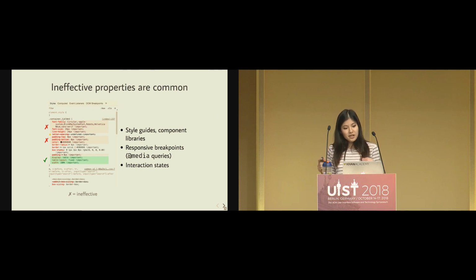And so ineffective properties are a lot more common than you would think on production web pages, for a variety of reasons. Professional web pages often have site-wide style guides for visual uniformity, which means that things like typography and colors are applied to all of their UI components, even if they're not necessarily relevant to what you're currently seeing. Making websites work for all kinds of different viewport sizes and different interaction states also contributes to this.